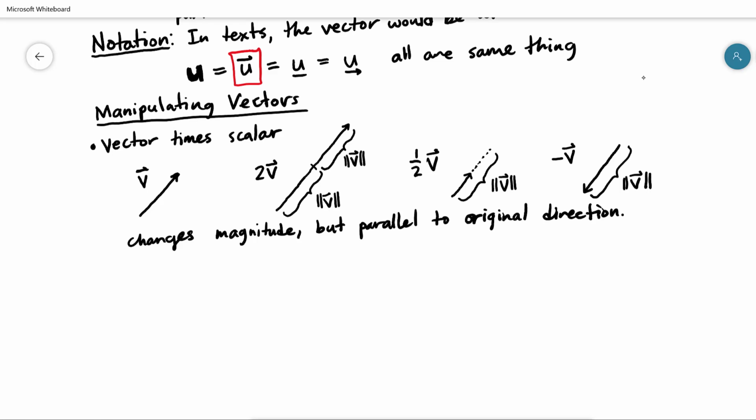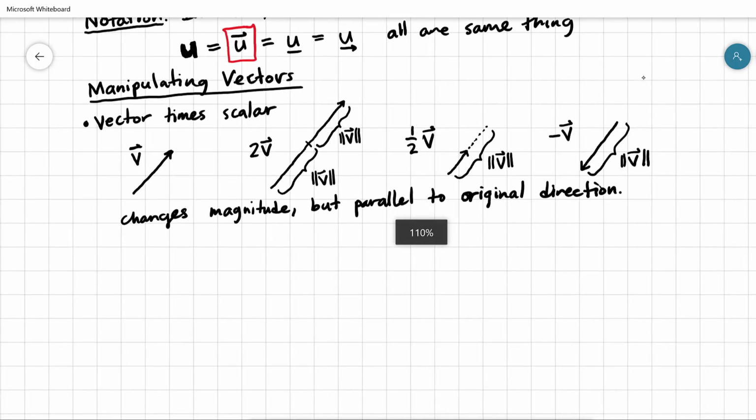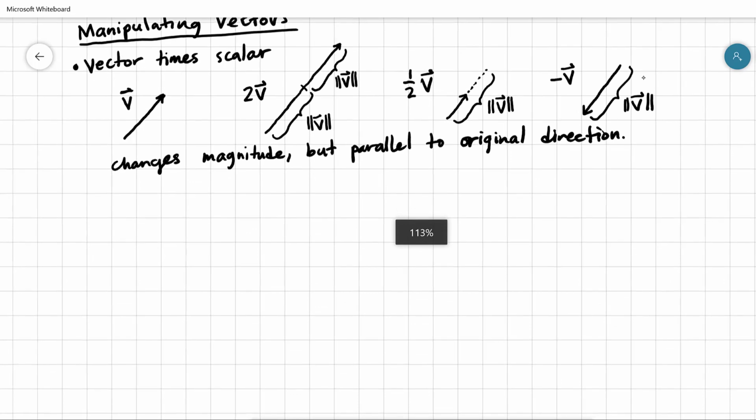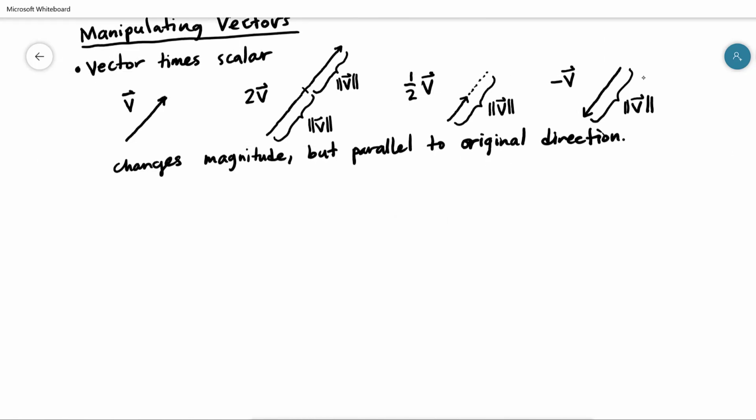Okay, so that's what happens when you multiply a vector times a scalar. What if we want to add or subtract vectors? So let's talk about that. Addition of vectors, and for that matter, subtraction of vectors. But we'll treat subtraction as though we are adding a negative. That's how we'll do it.